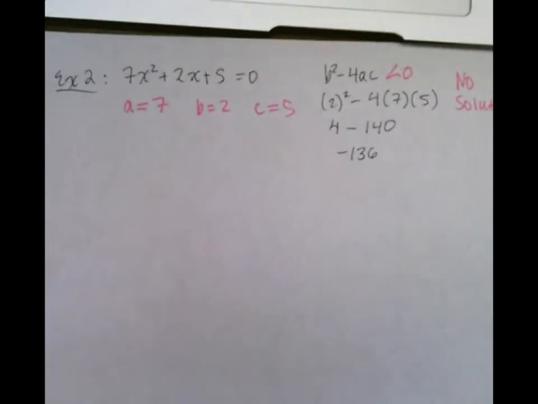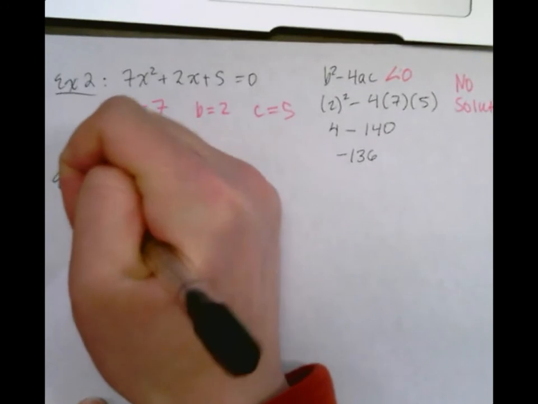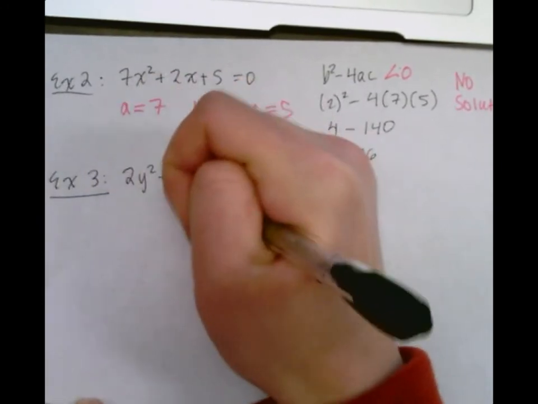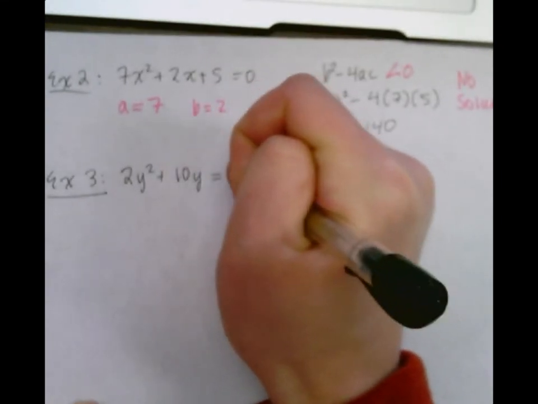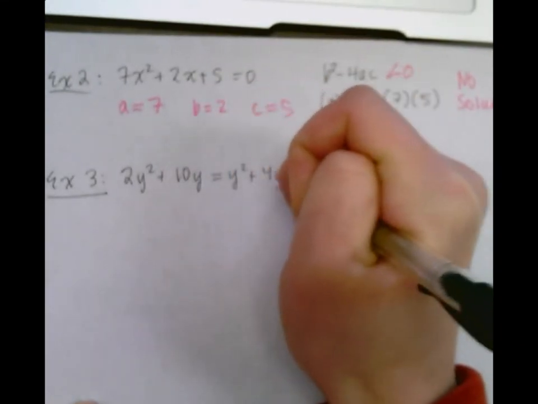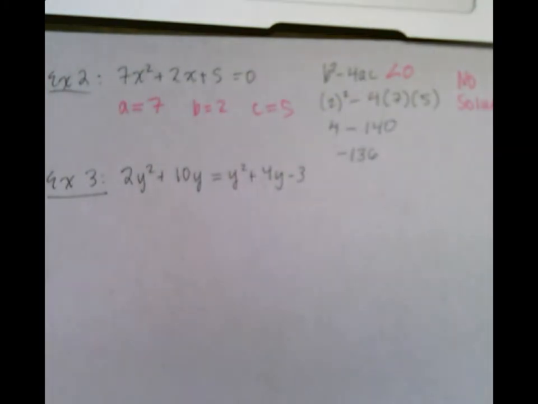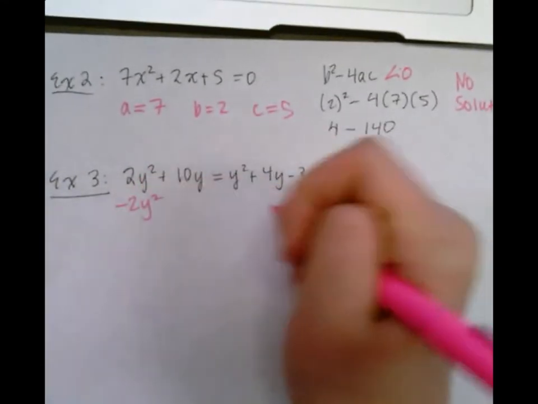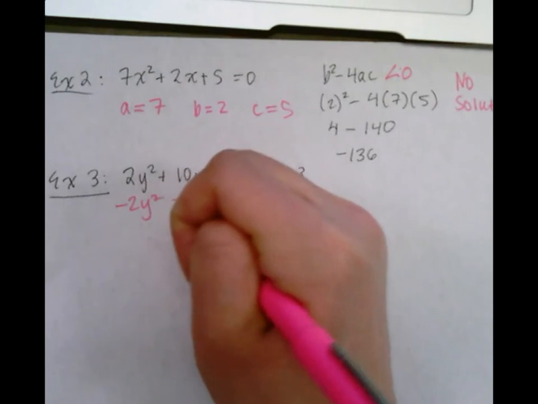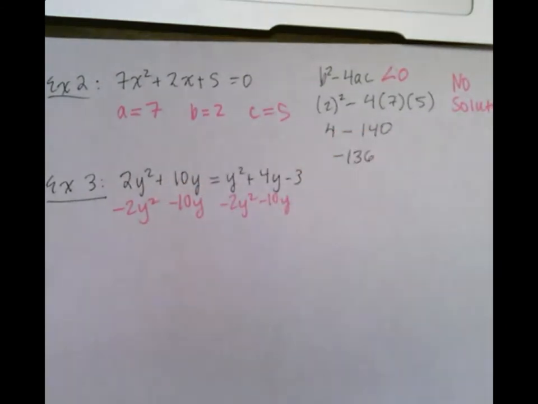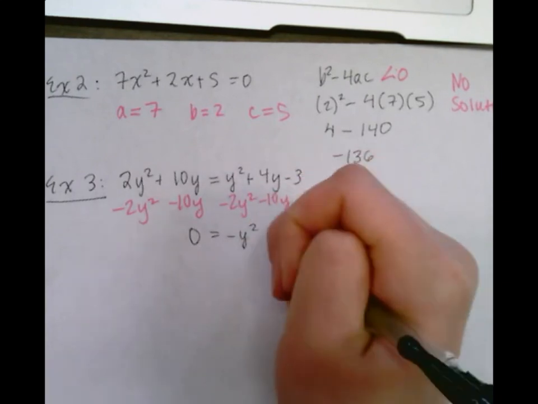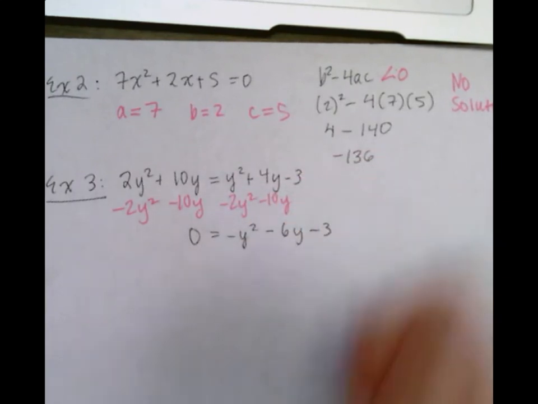Okay, let's do one more example. We have 2y squared plus 10y is equal to y squared plus 4y minus 3. The first thing I need to do is get this equal to 0. It doesn't really matter what terms I move. I'm going to move this negative 2y squared over and subtract 10y as well. So then I get 0 is equal to negative y squared minus 6y minus 3.